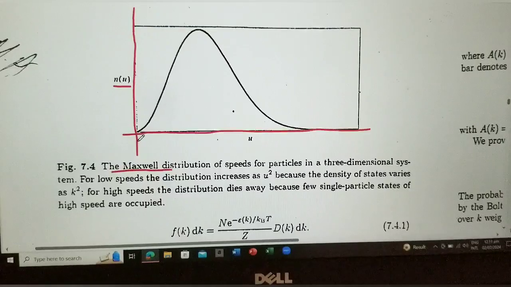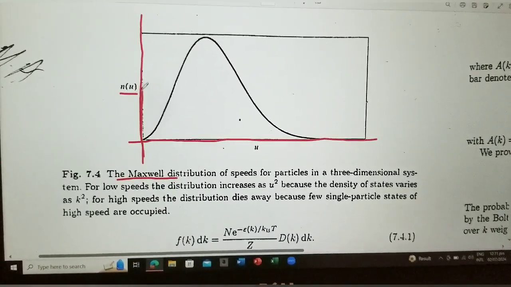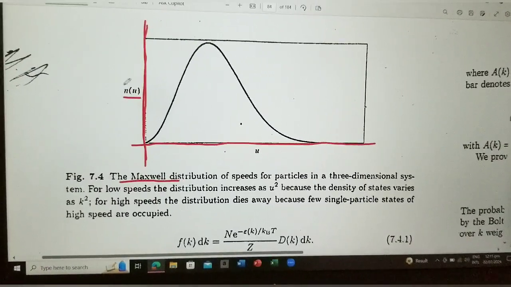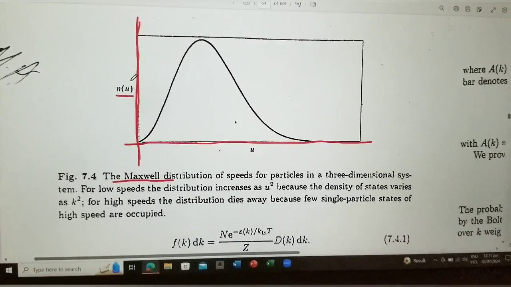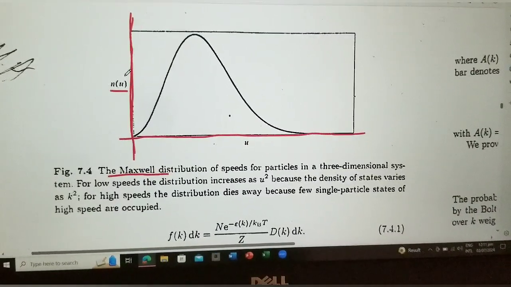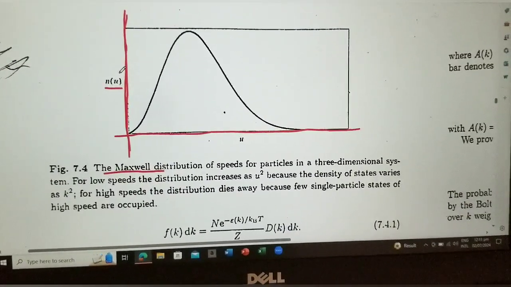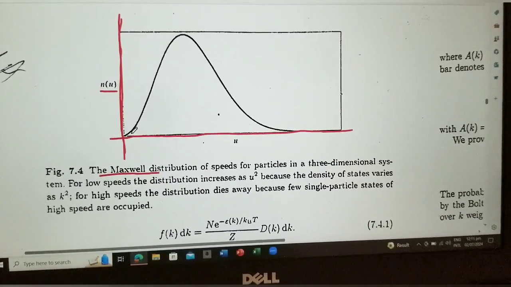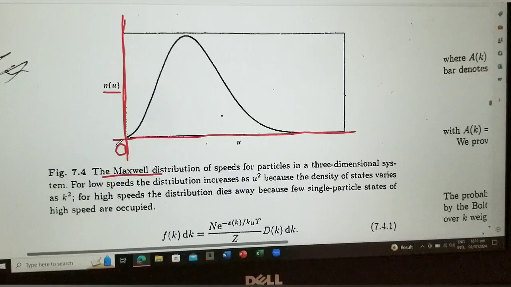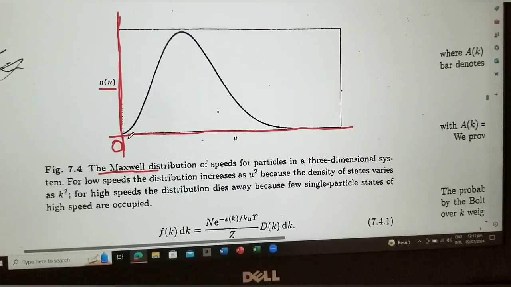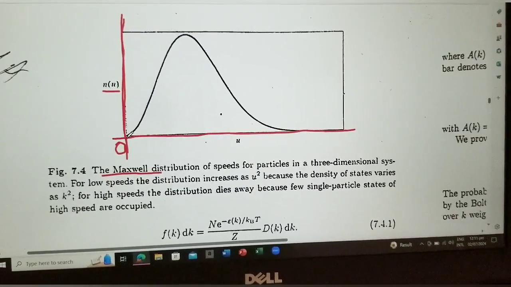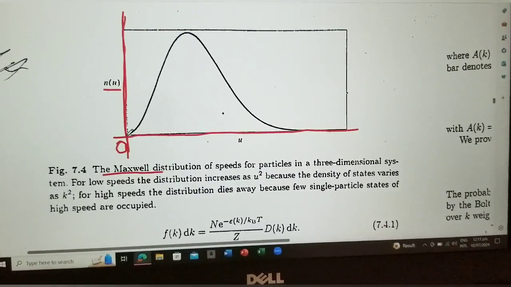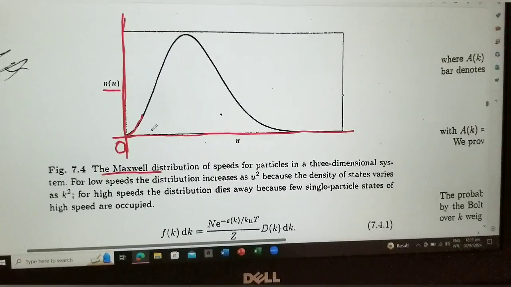So you can see here, this is the y-axis line, and on the y-axis we have the distribution function n(u), that tells us the number of particles that have speed u. And on the x-axis we have speed u. This is the origin, the 0 point. At the origin we have 0 speed and 0 number of particles, and we can see how this graph is moving upward like that.